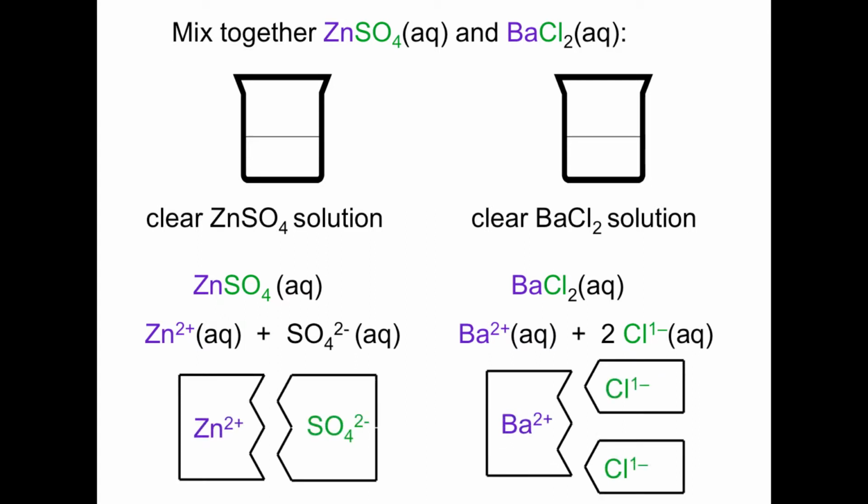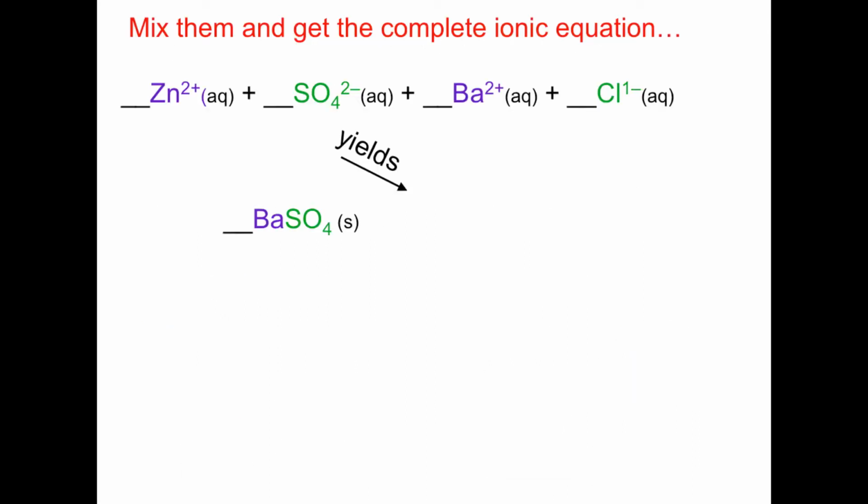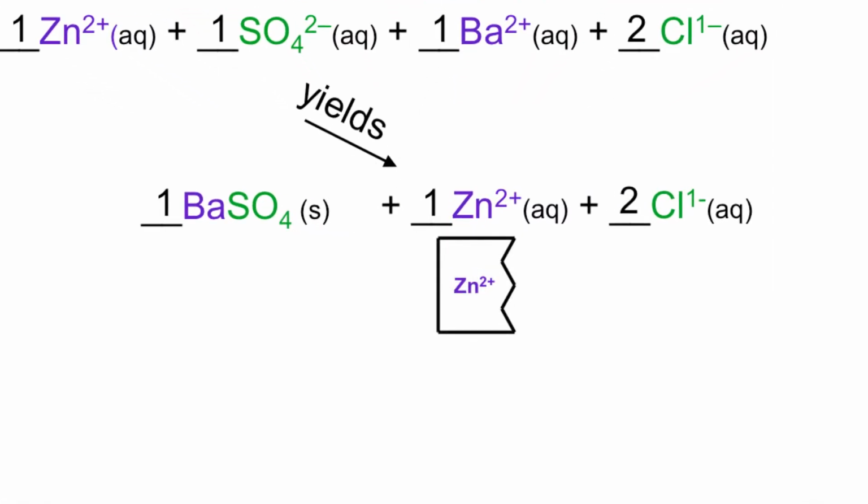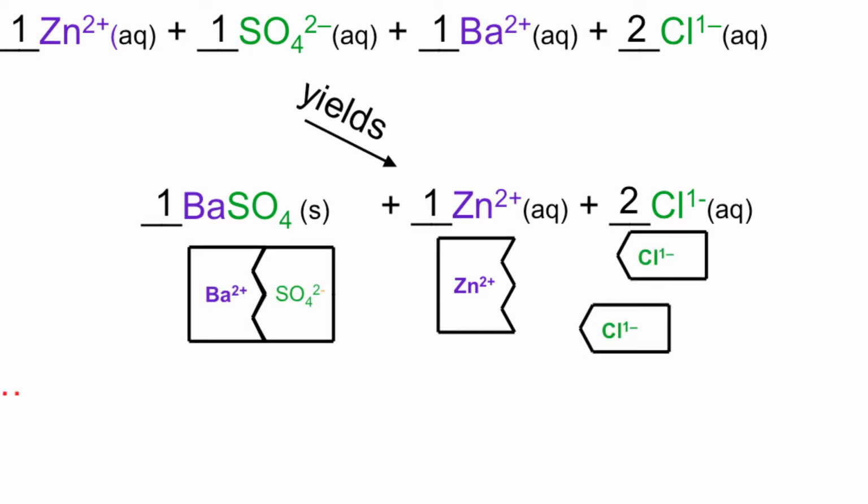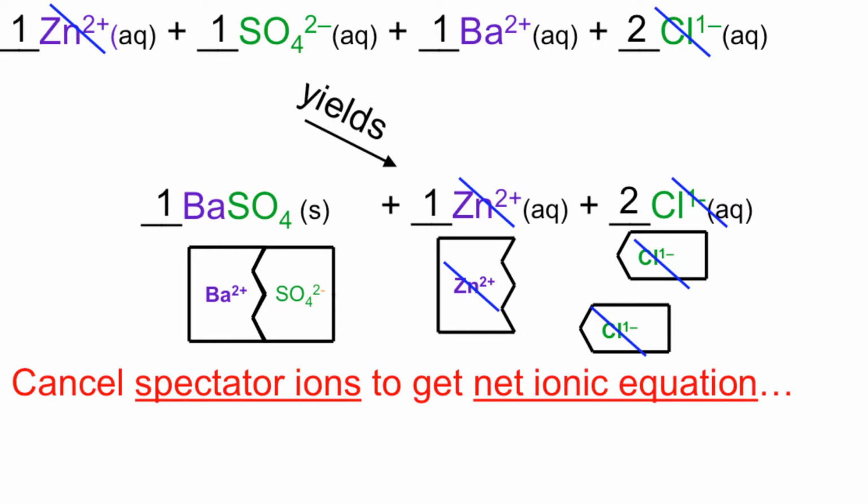And when you mix them together, you get barium sulfate as a solid, because most all sulfates are aqueous except for barium sulfate, and you get zinc chloride. You can balance it, which is exactly what's happening here. And after you balance it, you've got to start worrying about how am I going to get rid of my spectator ions? There it is.